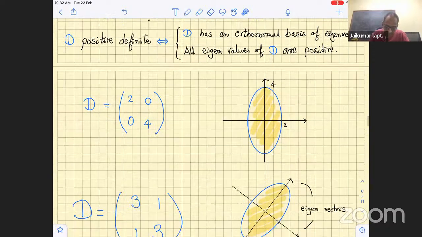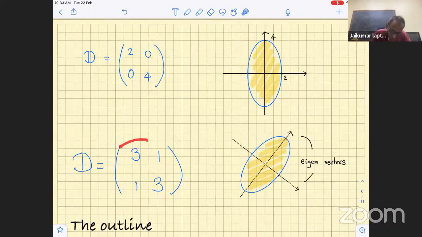Okay. Now, if you take this as your D, the two eigenvectors in this case are this. They are also orthogonal. And it is actually this very same ellipse which has been rotated by 45 degrees. So in this direction, it will be 4, and in this direction, it will be 2.